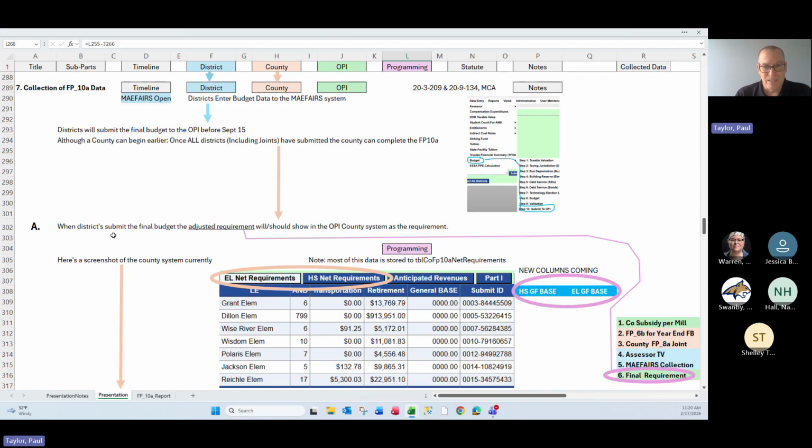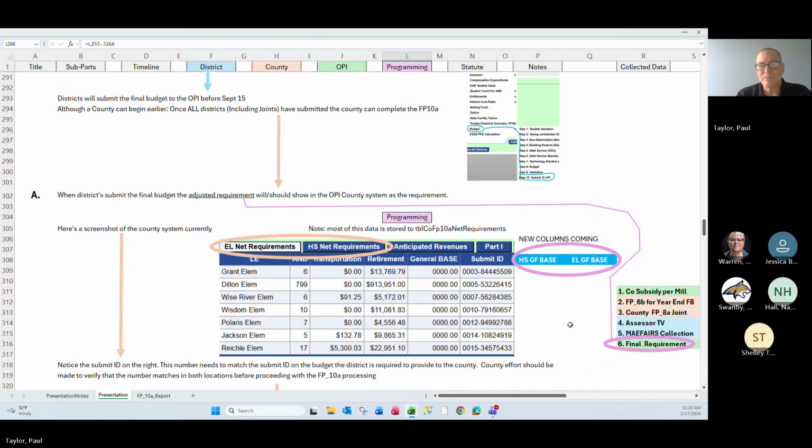It says, when the district submits the final budget, the adjusted requirement is going to show up in the county system. So this is for our programmers. They're going to have to add a couple of columns here. Here's all those districts. The adjusted requirements should show up here. That's a reference for our programmer. We generally store that information on this particular table.